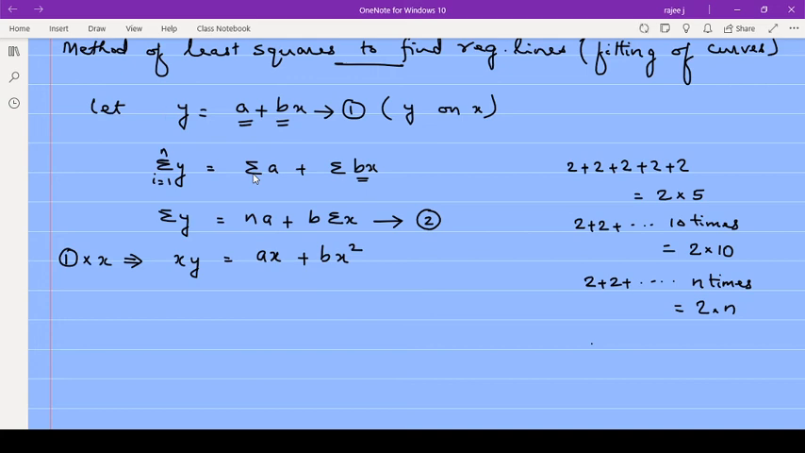So I just multiplied with x. Now take summation on both sides. So summation xy is equal to summation a into x plus summation b x square. Okay. So now when you take the summation, here also it is a variable. So summation xy is equal to, here a into x, one variable is there, so a is a constant and we will take a outside. Here for y it is not like that, because a is a constant number only, so you cannot take that out.